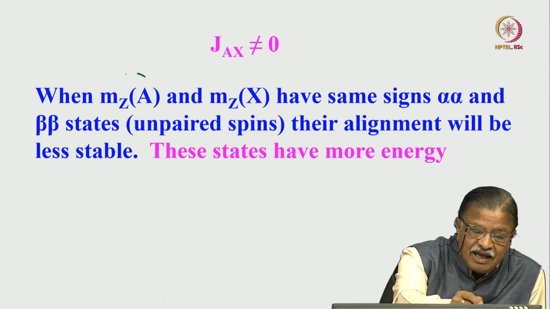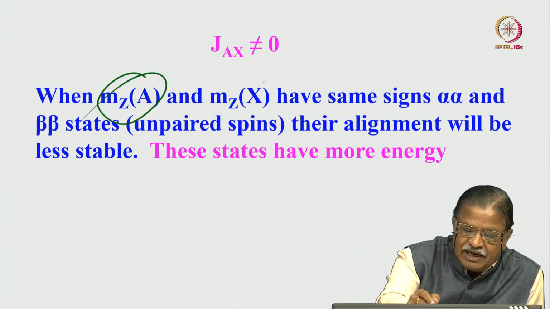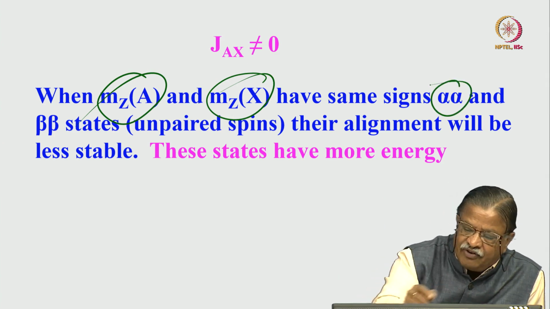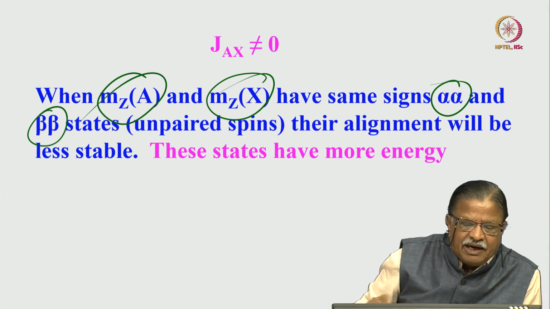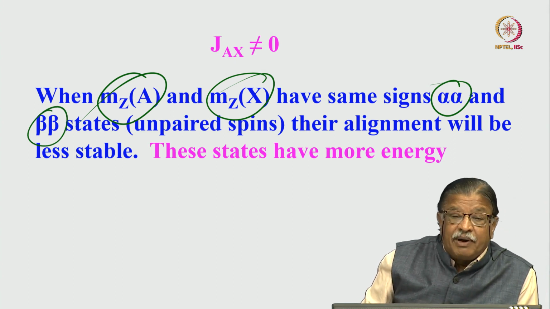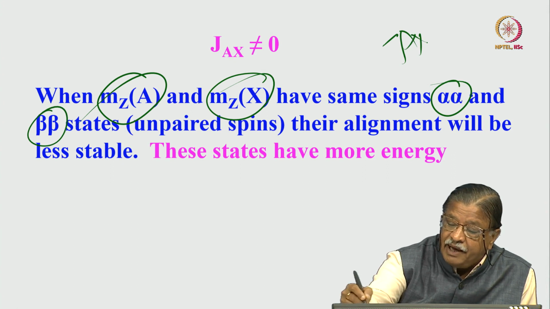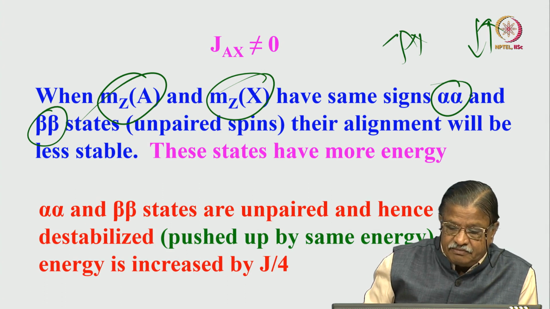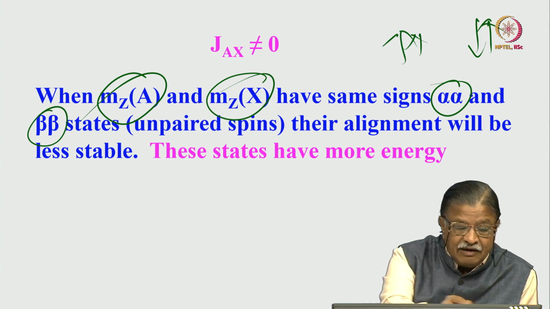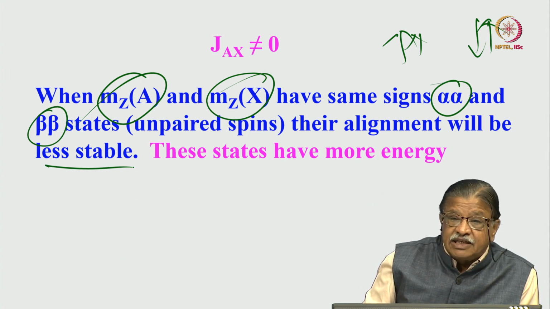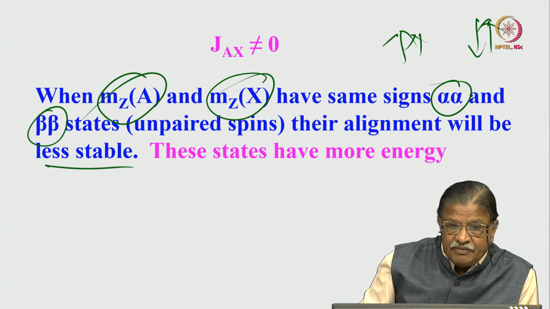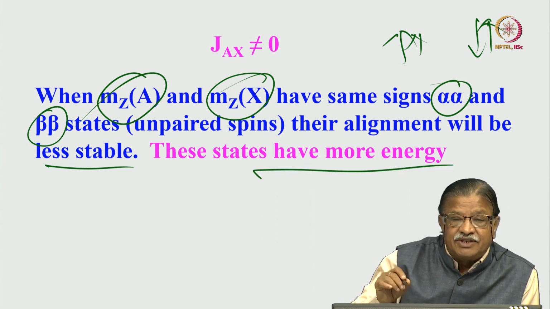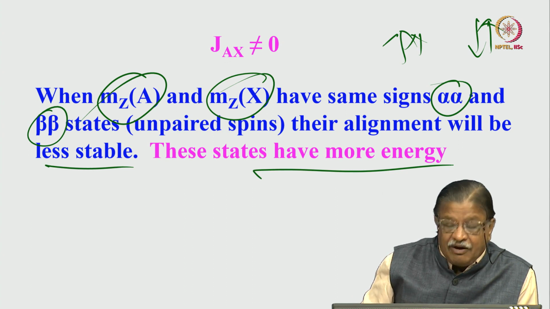Now the situation is the total magnetic quantum numbers of A and X: if they have the same sign, like alpha alpha, both are half half, or beta beta, negative minus half, they are called unpaired. Pairing is only when they are opposite to each other. They are unpaired states, unpaired spins, that means their alignment will be less stable because they are unpaired. Pairing means lower energy, unpaired means it is less stable. So these two states will have higher energy.